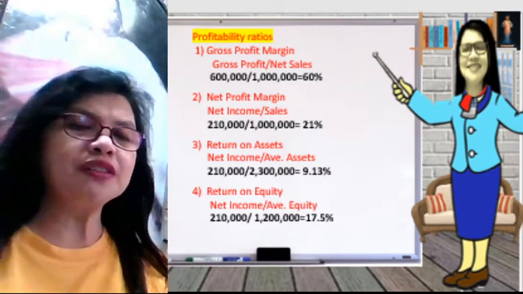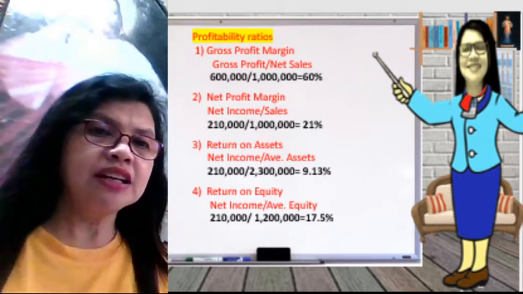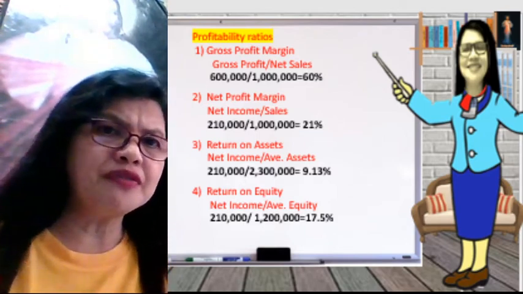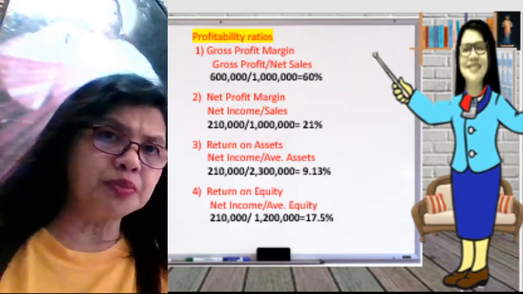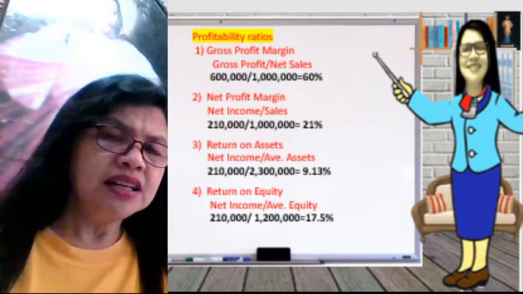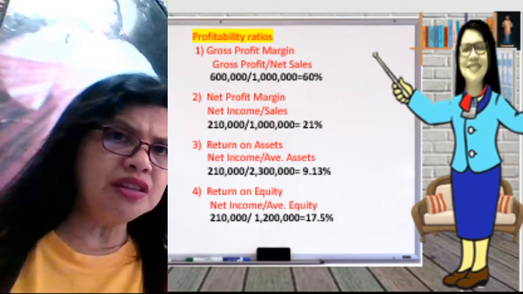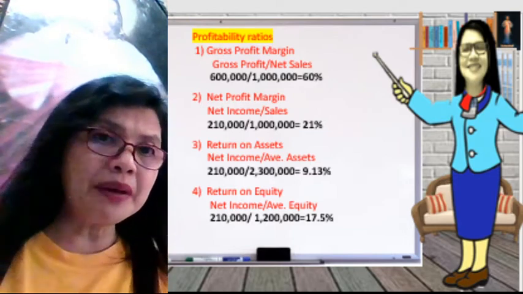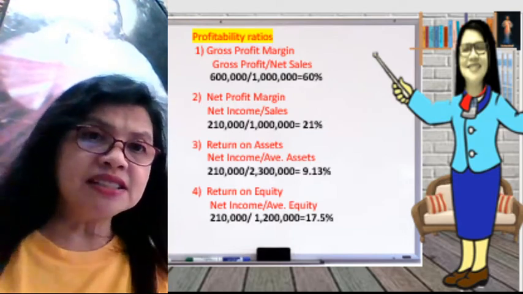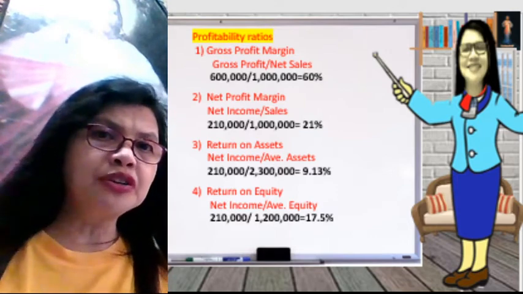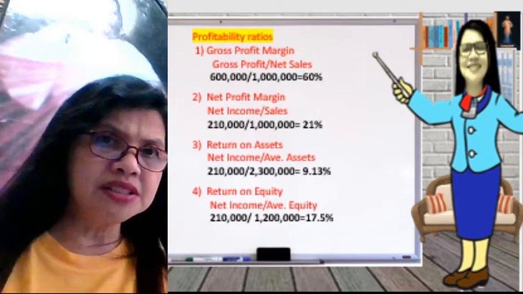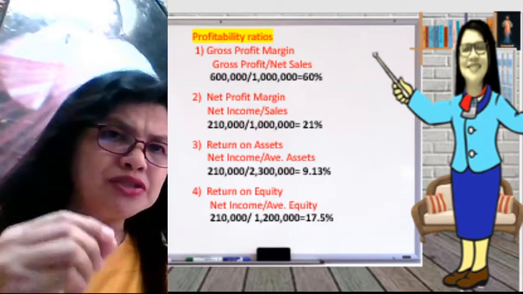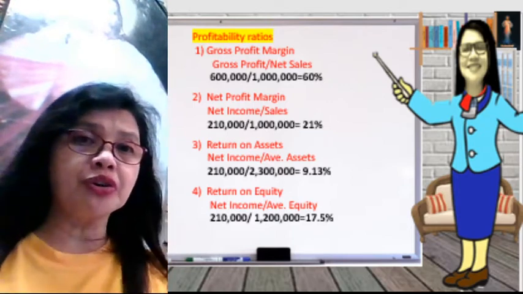When we speak of profitability ratios, it measures the company's ability to generate profit. Gross profit margin is equal to gross profit divided by the net sales. It gives us 600,000 divided by 1,000,000. It is 60%. That means for every 1 peso sale, 60 centavos goes to your gross profit.